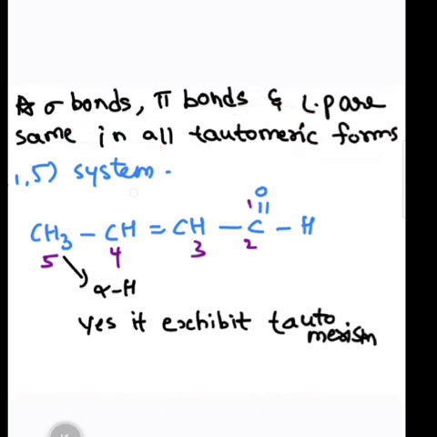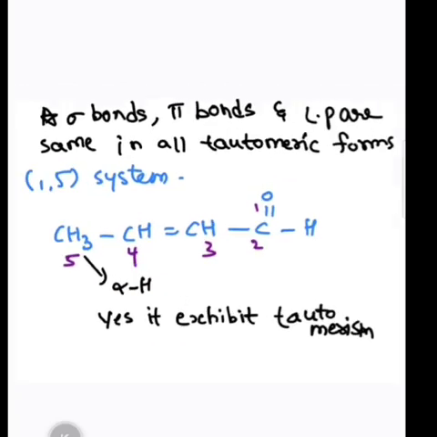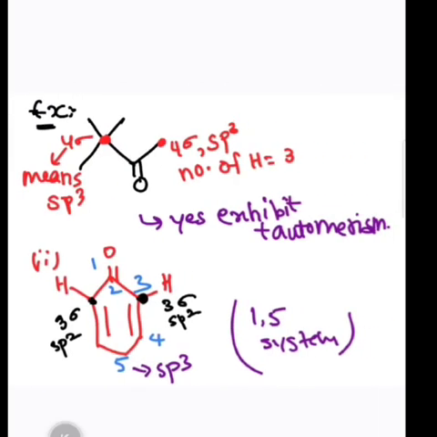According to the 1,5 system, we have CH3 single bond, CH double bond, CH single bond, C double bond, OH. In the fifth position we have an alpha hydrogen, and it follows sp3 hybridization, so it is said to be a tautomer according to the 1,5 system. So you see in this structure, here we have 4 sigma bonds, which is nothing but sp3 hybridization, yes, it follows tautomerism according to the 1,3 system, yes, it exhibits tautomerism.